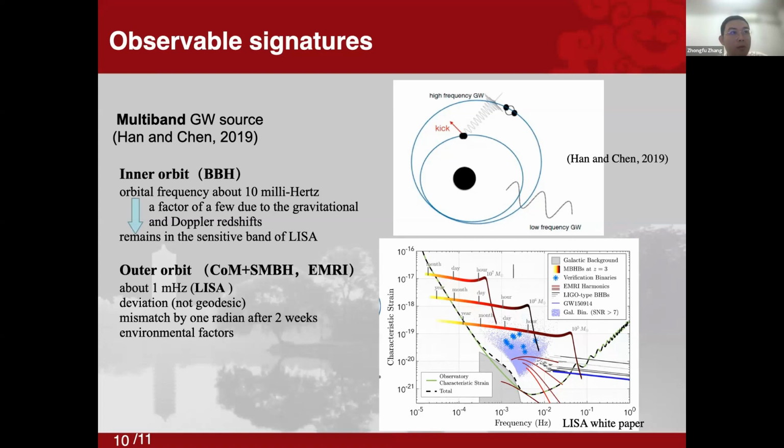We have found some deviations. When reading the mismatch, maybe after 2 weeks would be enough to detect it. Actually, due to environmental factors, it might be difficult and require further investigation.